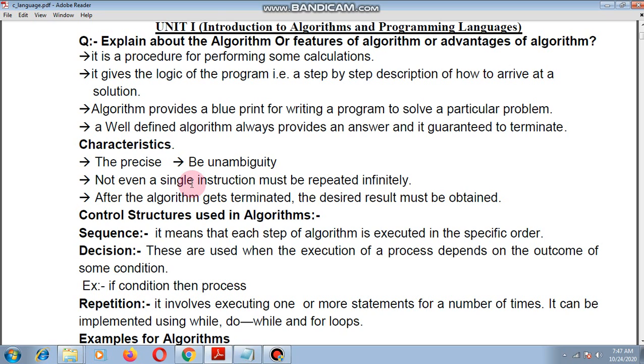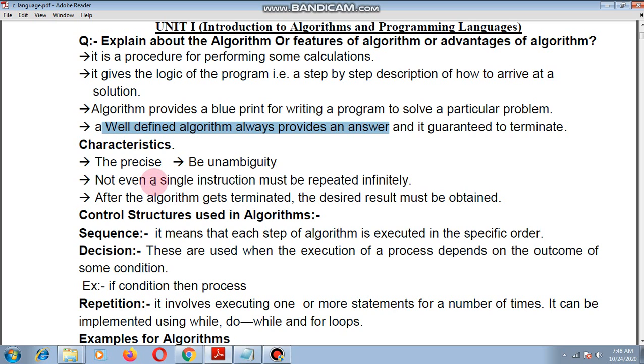Some definitions are given in different textbooks. The first one: an algorithm is a procedure for performing some calculations. It describes the logic of the program, and includes a step-by-step description of how to arrive at a solution to the problem. That's why an algorithm provides a blueprint for writing a program to solve a problem. A well-defined algorithm always provides answers.